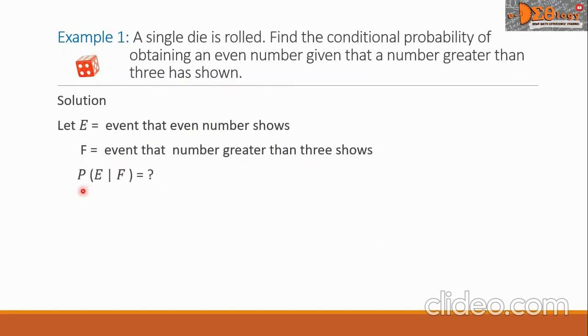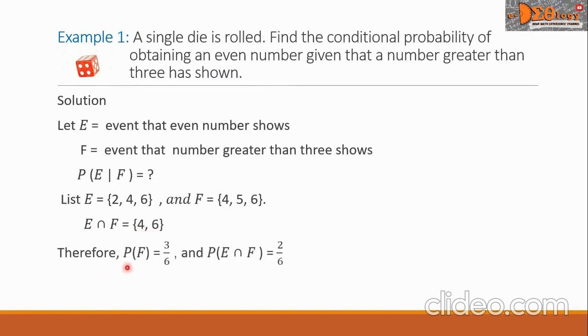So we are looking for the conditional probability of E given F. Let us list event E, and these are 2, 4, and 6. And the elements of event F equals 4, 5, and 6. We know that the sample space has 6 elements. Now, for the E intersect F, there are 2 elements, and these are 4 and 6.